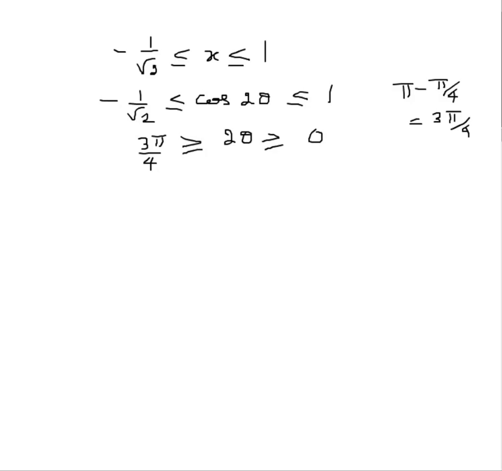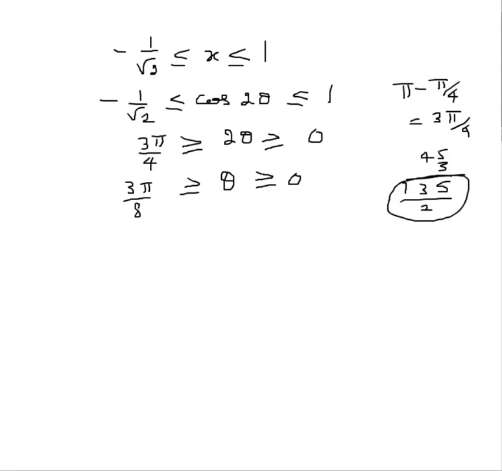Okay, now I have to substitute and check for theta. So let us find theta. Divide throughout by 2. So 3 pi by 8 and 0 by 2 is 0. 3 pi by 8 is 135 by 2 degrees, which is a first quadrant angle. So theta is in the first quadrant, so I can cancel. Tan inverse and tan can be cancelled because it is in the principal value branch.